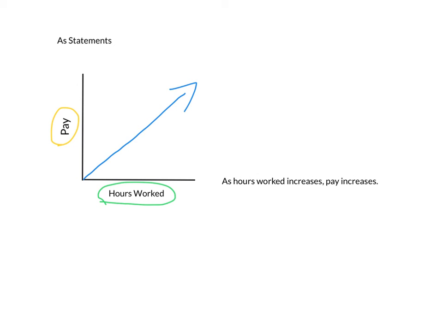When we put this information into our as statement format, we can see that as hours worked increases, pay increases, where hours worked would be our independent variable, pay would be our dependent variable, and then increases describes the direction that our relationship grows in. We'll take a look at one more example.